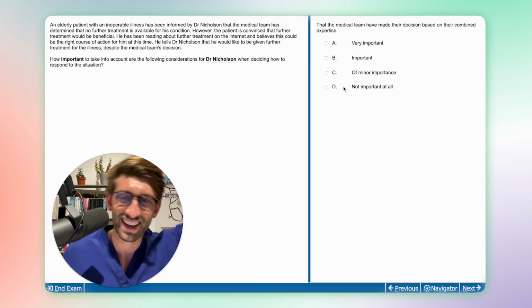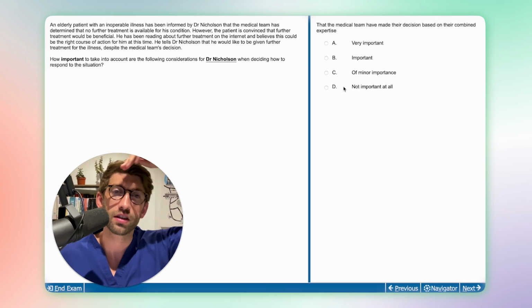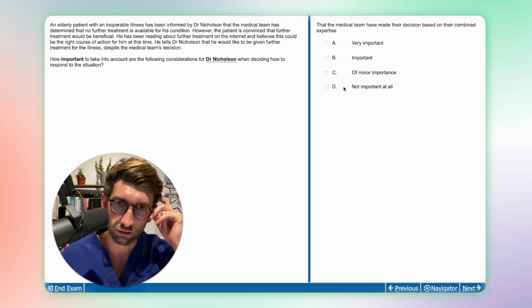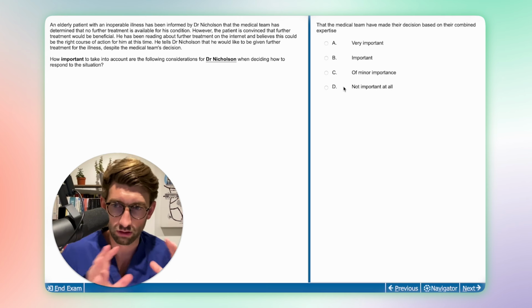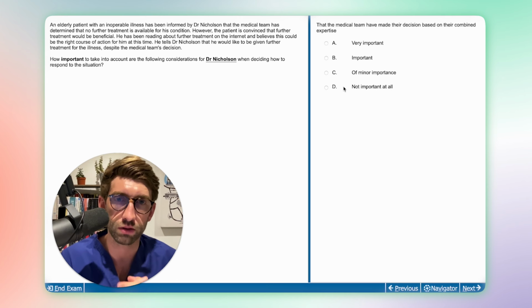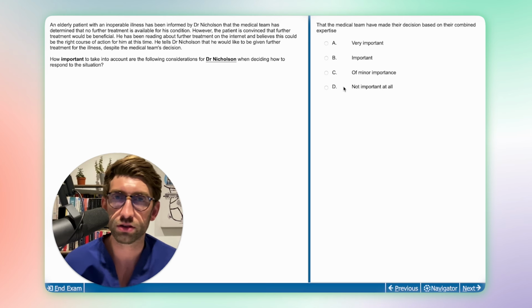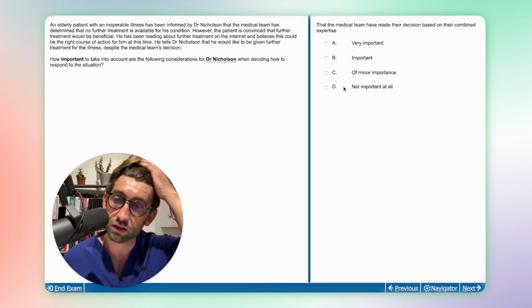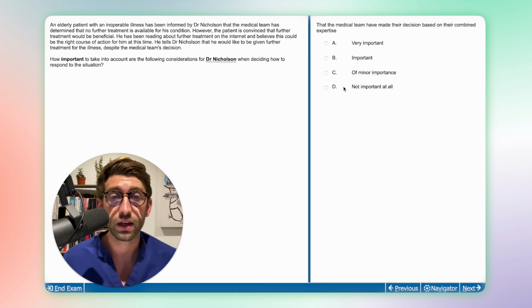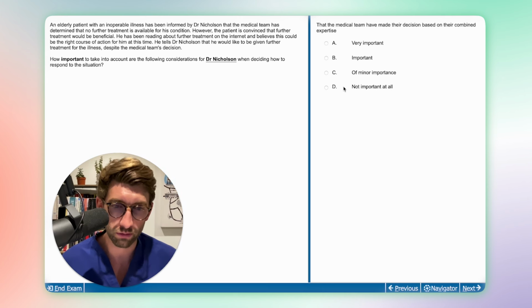It is important. It's in the top half of importance that the medical team have made, that they've got together and they talked about it. But it is ultimately an opinion, and it's not black and white. And patients are allowed to ask for a second opinion, and other doctors might disagree. So it is important they've obviously put some time into it.